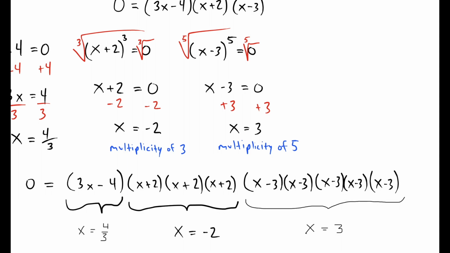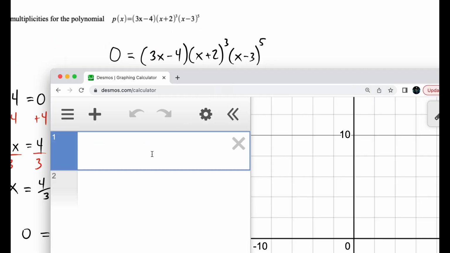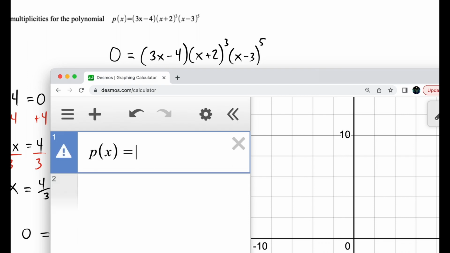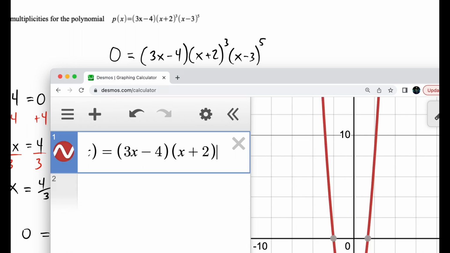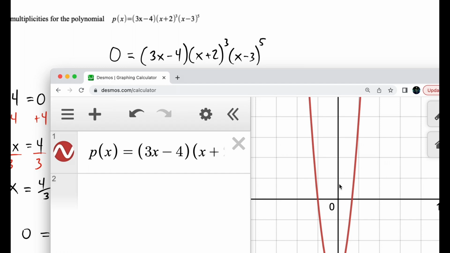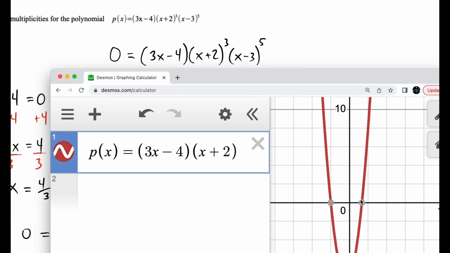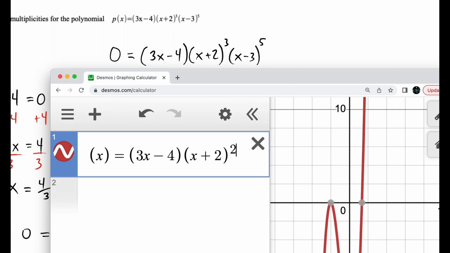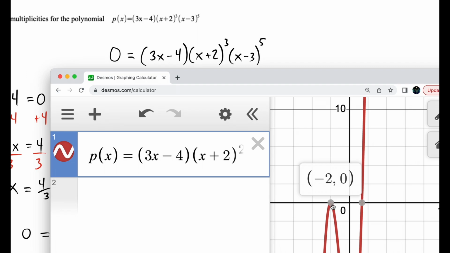Now we could go to a graphing program and take a look at these roots. So just type in the polynomial. And what we'll see is that we have a root at 4/3 and -2. If we were to raise the multiplicity of the -2 and make it a multiplicity of 2 now, what happens is it still touches at -2, but it doesn't cross through the x-axis.